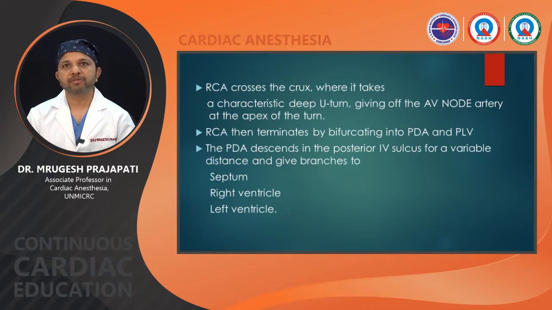The RCA crosses the crux, where it takes a characteristic deep U-turn, and it gives off the AV nodal artery at the apex of the turn. The RCA then terminates by bifurcating into the posterior descending artery and the posterolateral ventricular artery. The PDA descends in the posterior interventricular sulcus for a variable distance and gives branches to the septum, to the inferior side of the right ventricle and the inferior portion of the left ventricle.